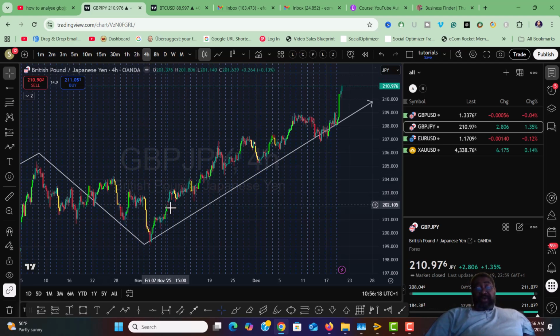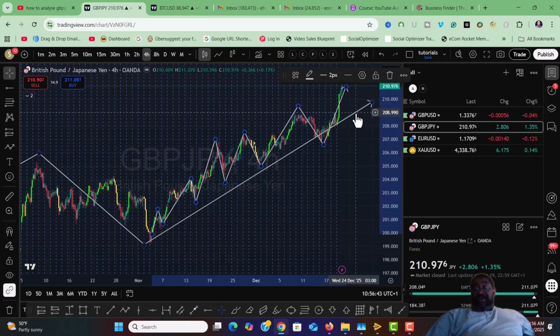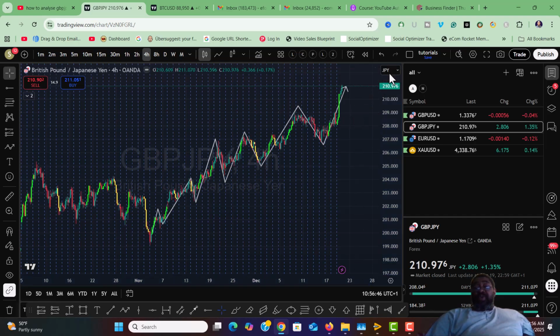Now, in 4 hours, we can start our market structure here. For example, we have higher high, higher low, higher high, higher low, higher high, higher low, higher high, higher low. Then we have higher high. So as you can see, 4 hours is still aligning with daily. 4 hours shows the market is going up. So 4 hours is uptrend and daily is uptrend.